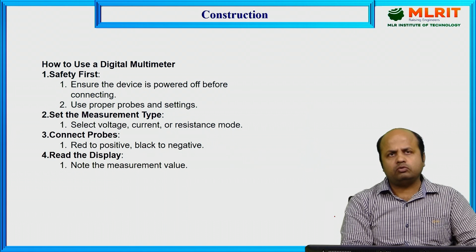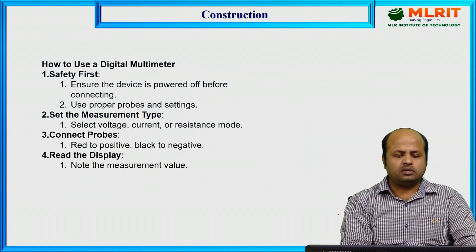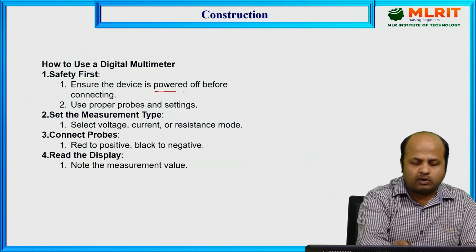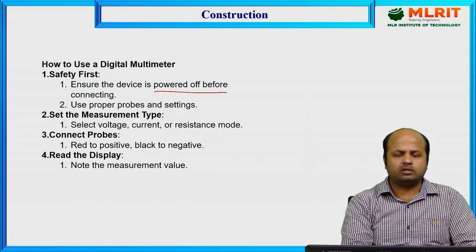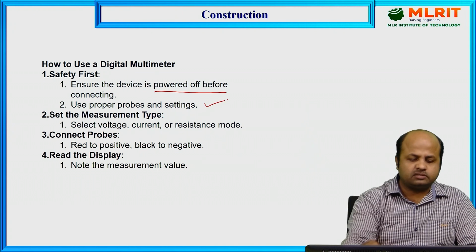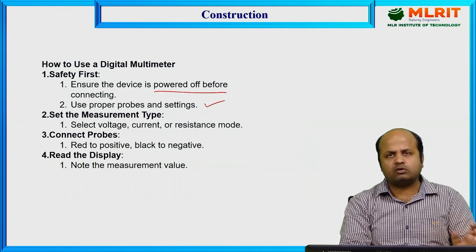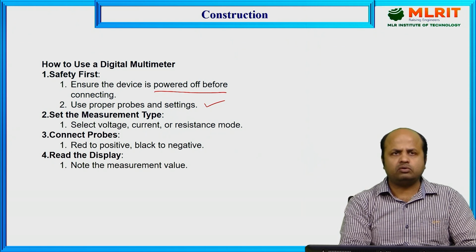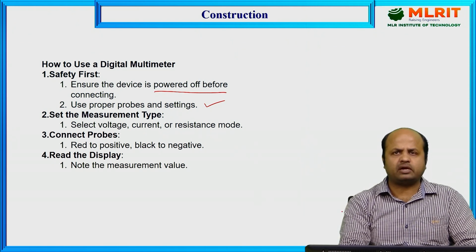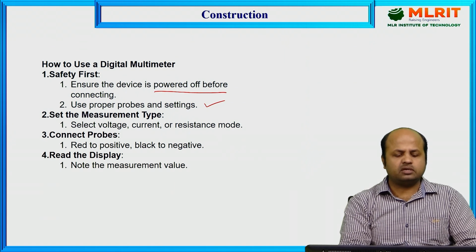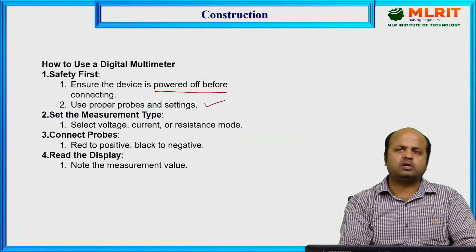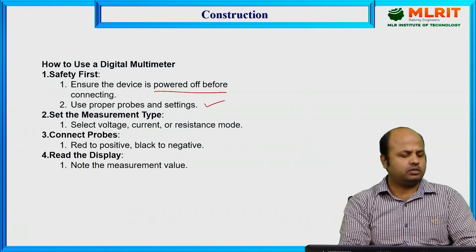So how to use a digital multimeter? Ensure that the device is powered off before connecting. Use proper probes and settings. Set the measurement type: select the voltage, current or resistance mode depending on your need. Then connect the probes, red to positive and black to negative. Read the display and you can take the measurement value. So a digital multimeter is quite easy to use.